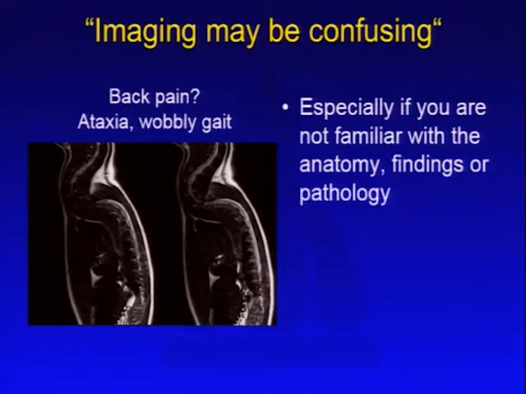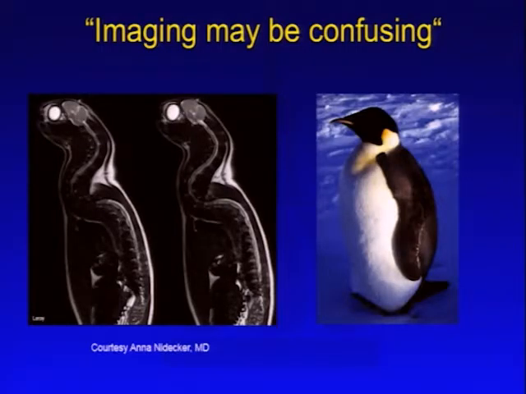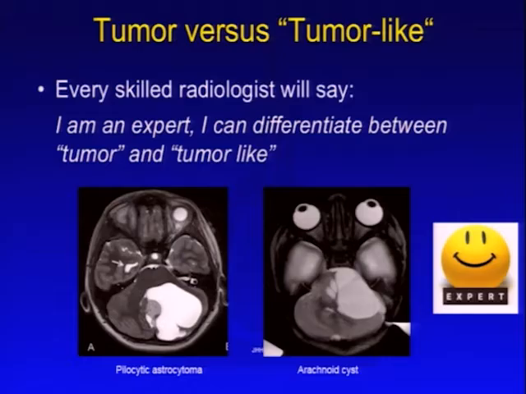Now, this is a penguin. And this was studied at Hopkins by Dr. Neidecker. I have no clue how we knew that this patient had back pain. I think the communication with the penguin will be limited if you look at the size of the supratentorial brain, but there's a big cerebellum, and nevertheless, there's a wobbly gait. So I just want to say imaging may be confusing.